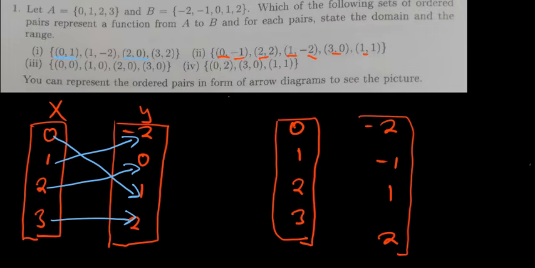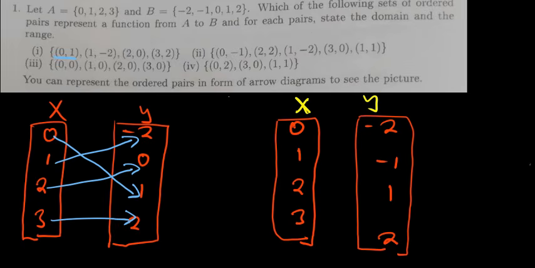So that is my what? My y, my range. So this is my x, this is my y. At the same time, the domain is 0, 1, 2, 3. The range is -2, 1, -1, 1, 2. Okay? Now let us map. We see if this is a function or not.